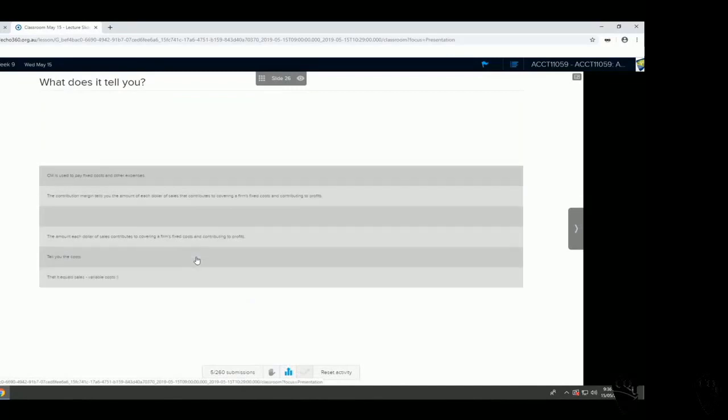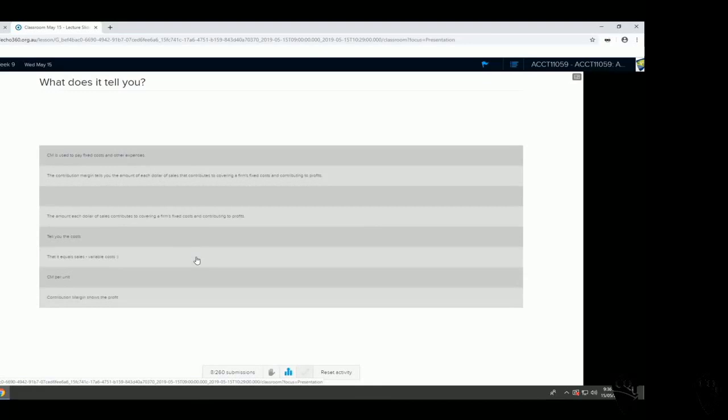CM, oh look, they're using acronyms already. CM, you'll make such a good accountant, is used to pay fixed costs and other expenses. That's right, we're going to use it to cover our fixed costs and also make a profit. The contribution margin tells you the amount of each dollar of sales that contributes to covering a firm's fixed costs and contributing to profits. That's very good. It sounds straight out of the textbook, but that's good.